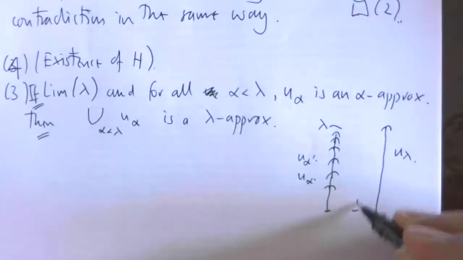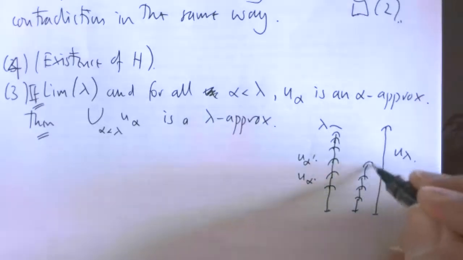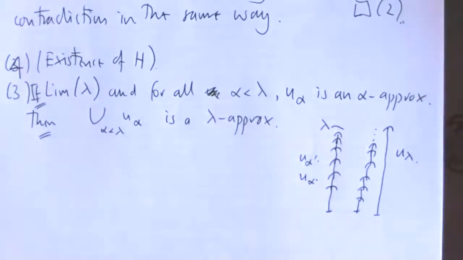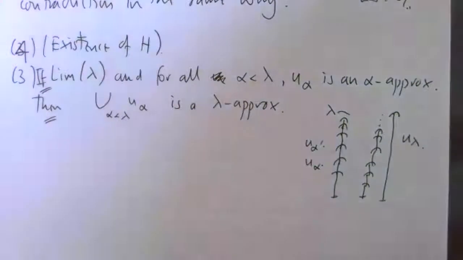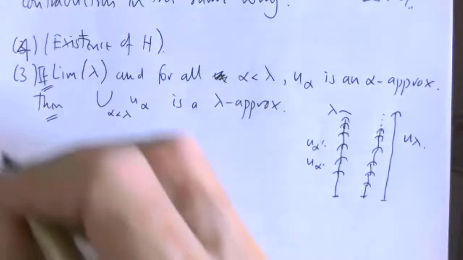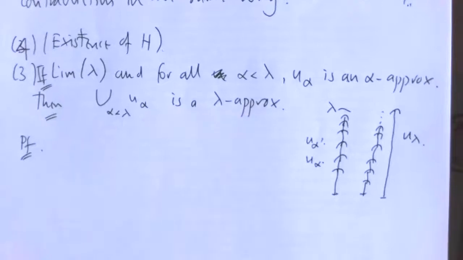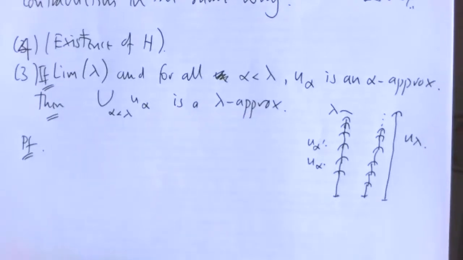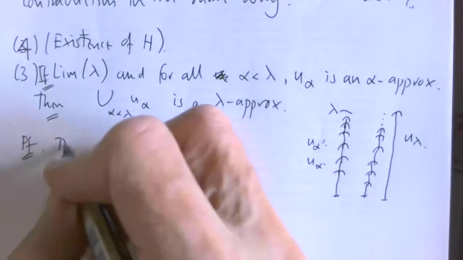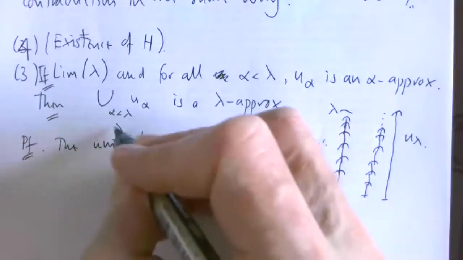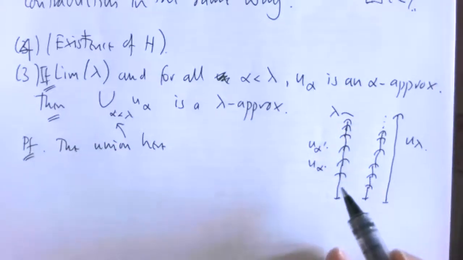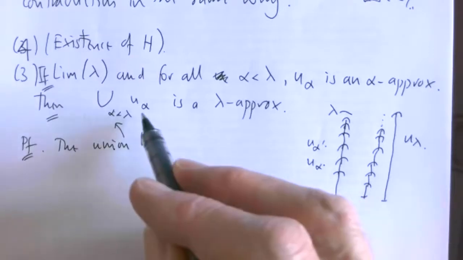So I just think of U lambda as just being built up, if I like, in these stages, by the stages of recursion. So that's all that 3 says. Right? And it's kind of fairly clear from the picture. Right? But we can say a little bit about that here. So the union here, as I've just said, is union of an increasing sequence of sets.